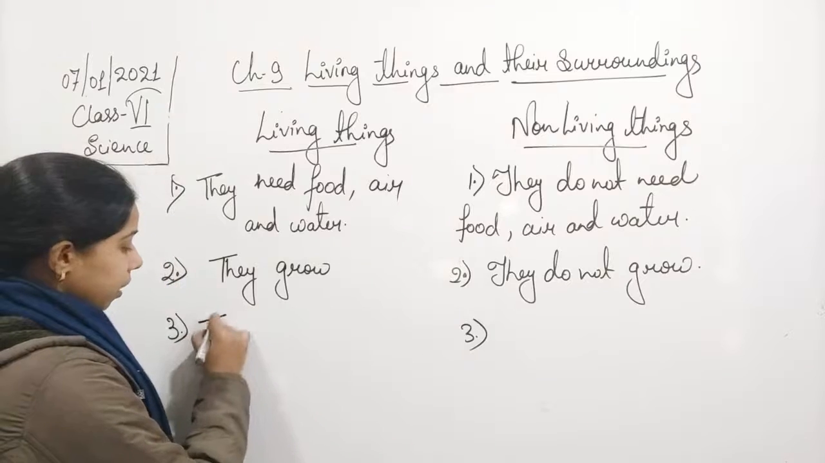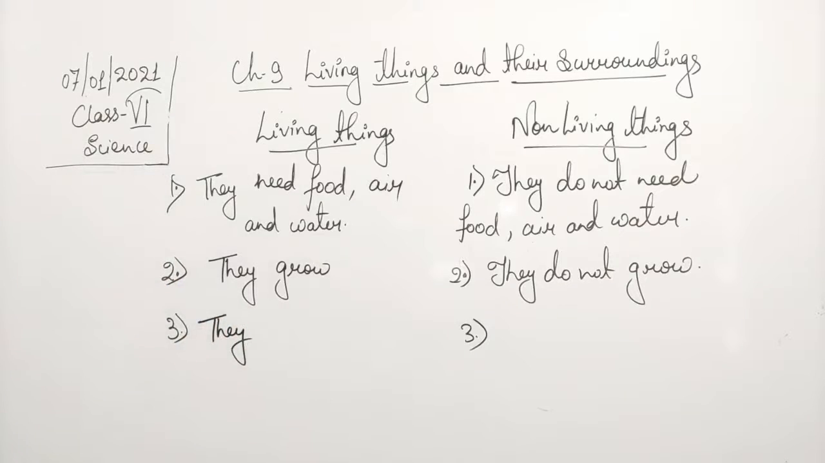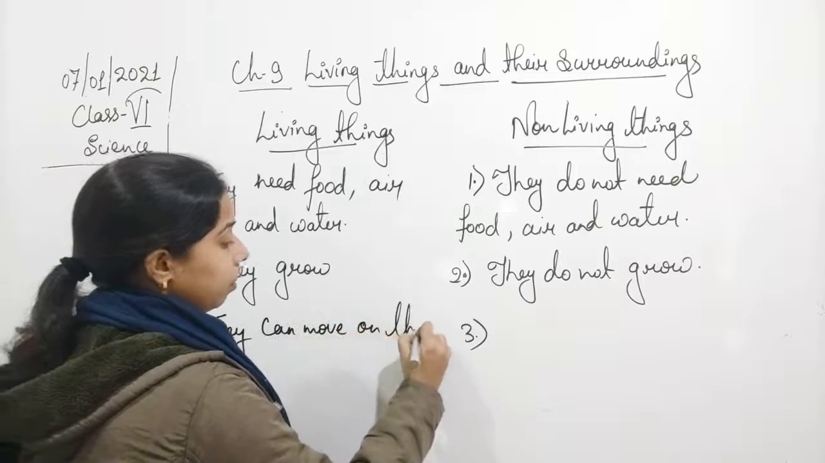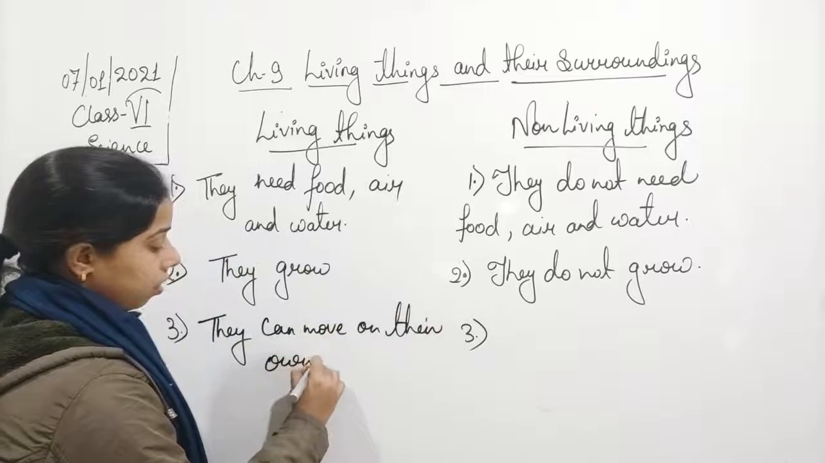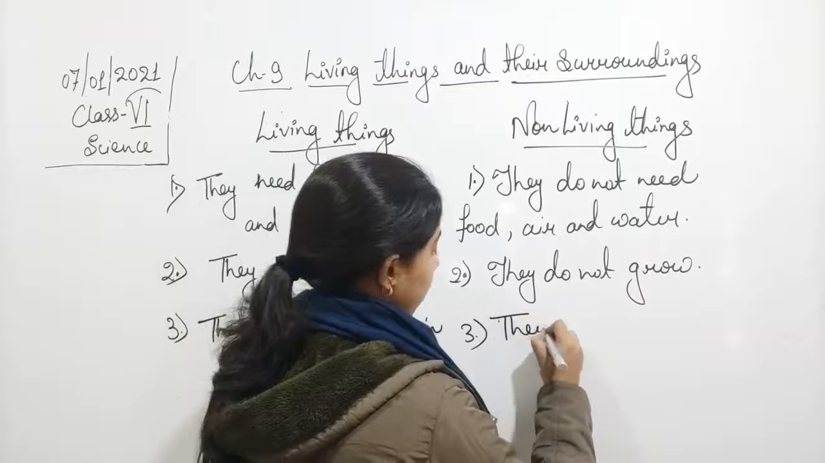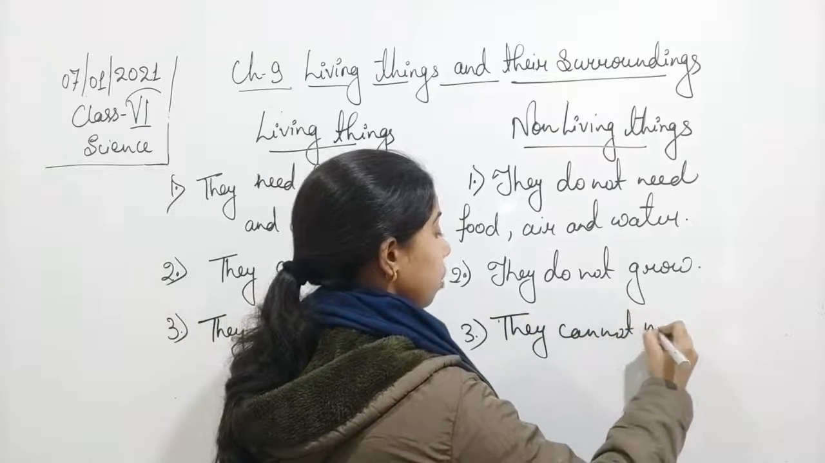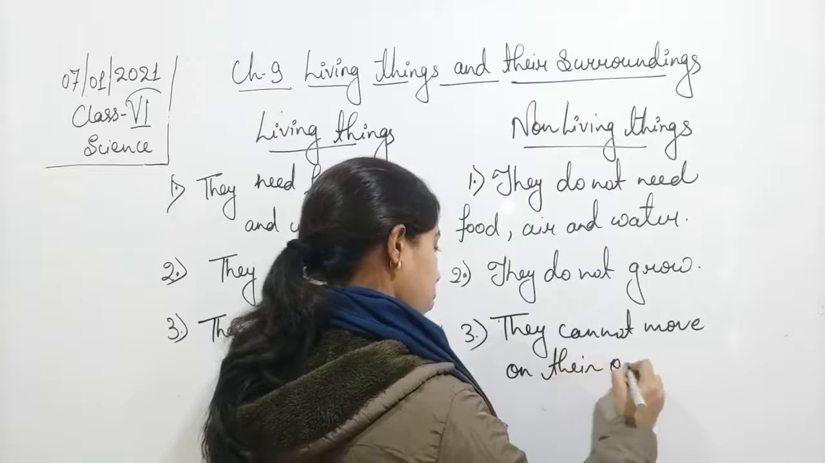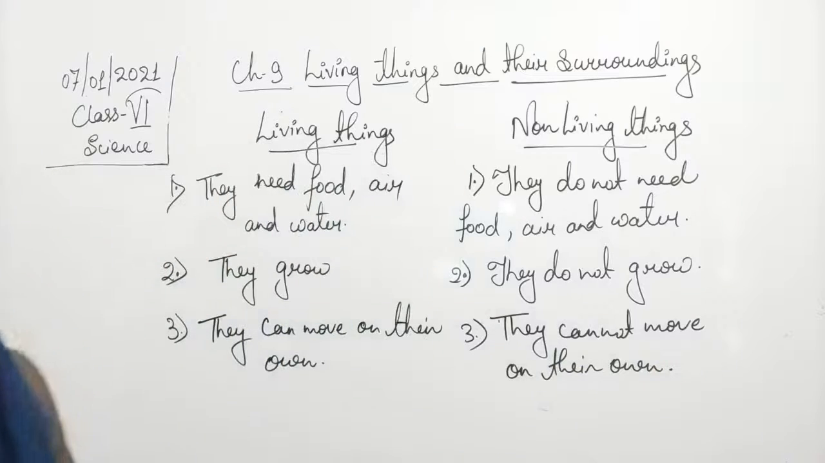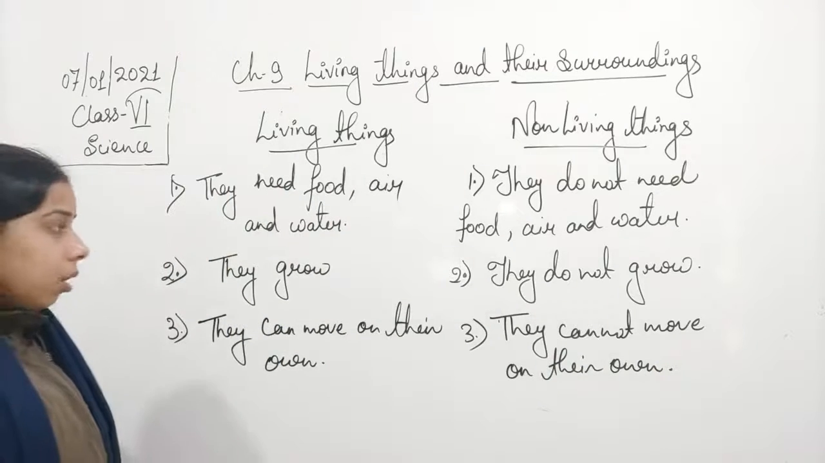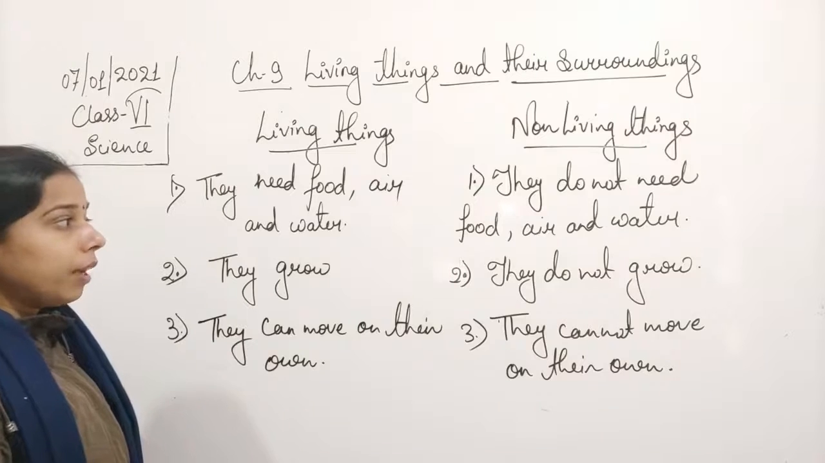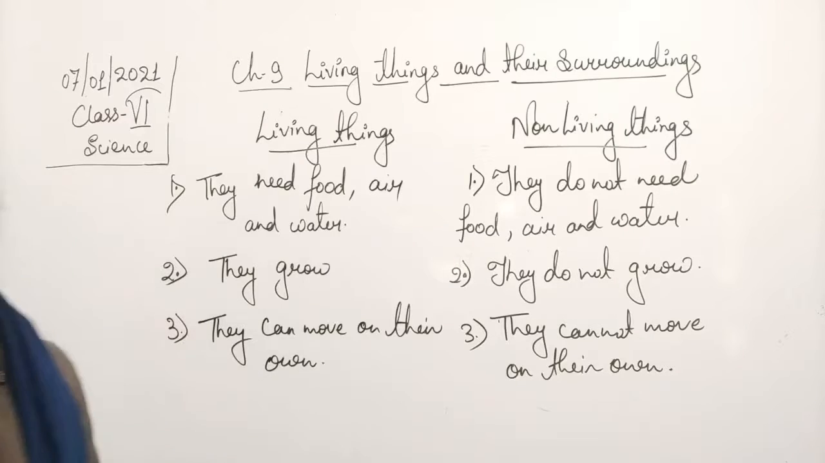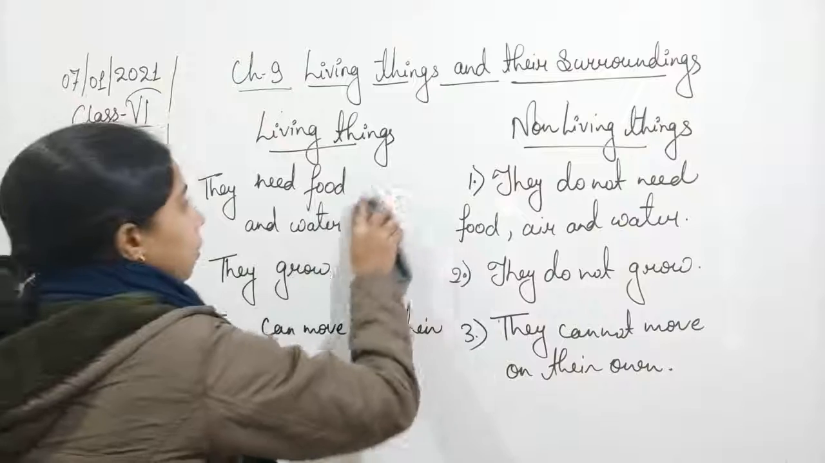Okay, so we can write it. They can move on their own. Okay, but they cannot move on their own. So living things, they need food, air, they can move on their own, but the non-living things, they cannot move. Now let us see the next characteristic.